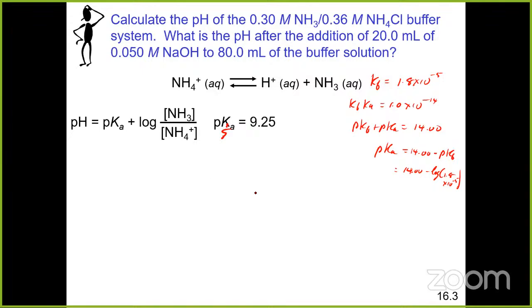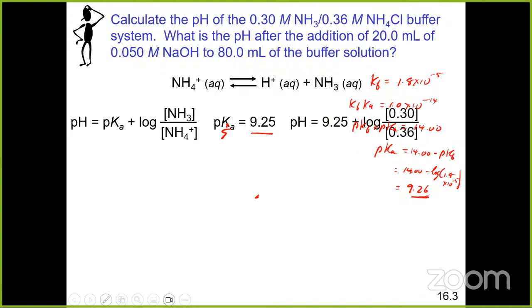Well, according to my calculation here, that would be equal to 9.26. Now, I have 9.25 here, but I got 9.26 when I actually did the calculation. So just keep that in mind. So that's the pKa value that we're going to use here, since I have it here already, the 9.26, all right? Okay, so we plug the numbers in.